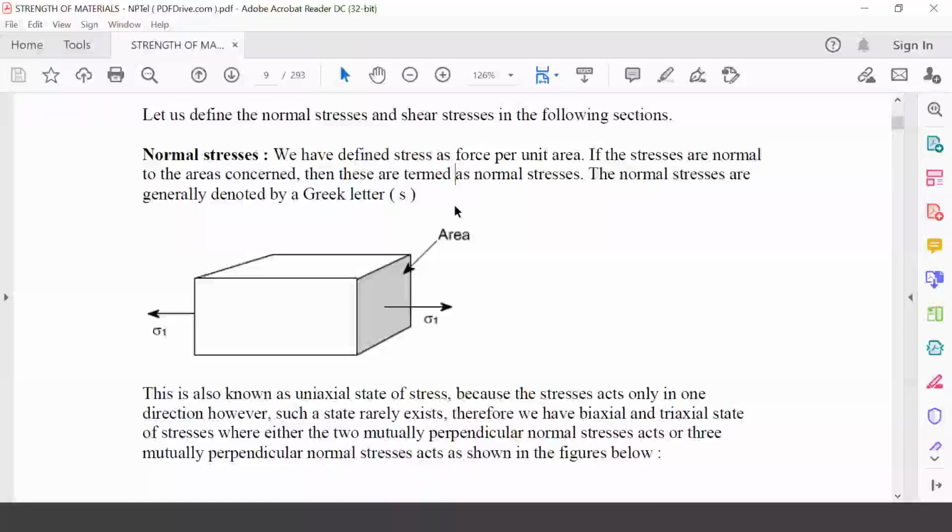The normal stress is defined as force per unit area. That means if the stresses are coming in the normal direction to the area, then it is called normal stress.